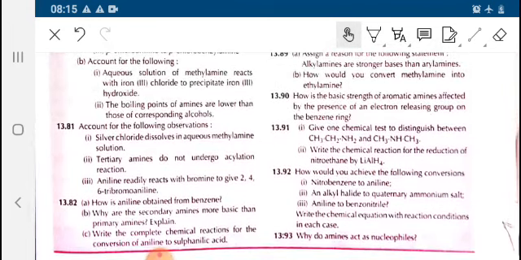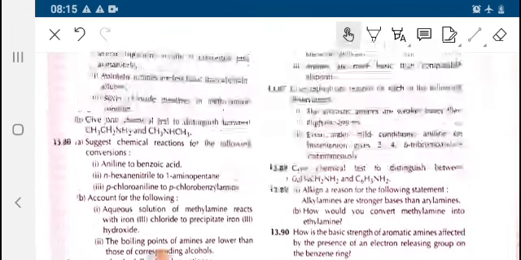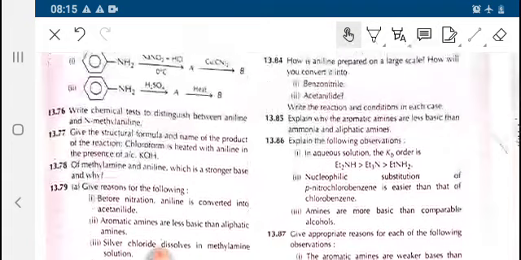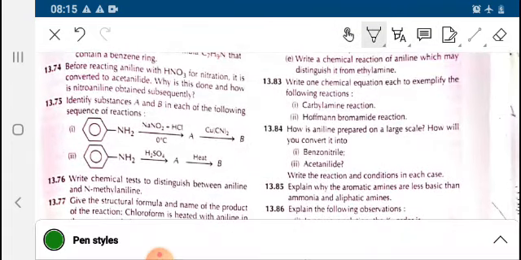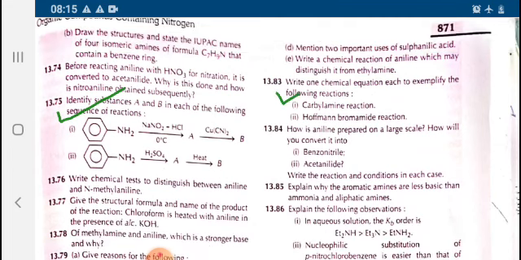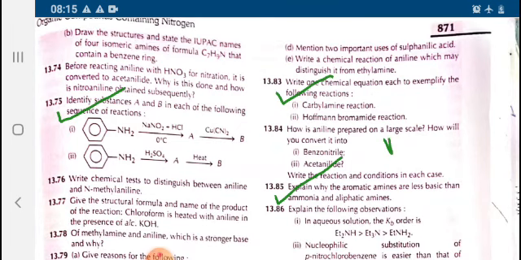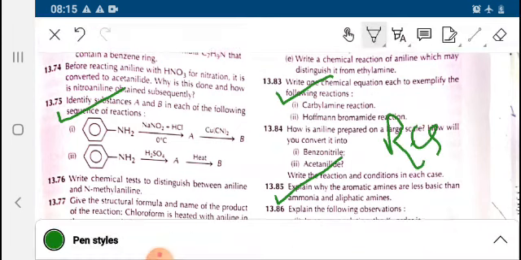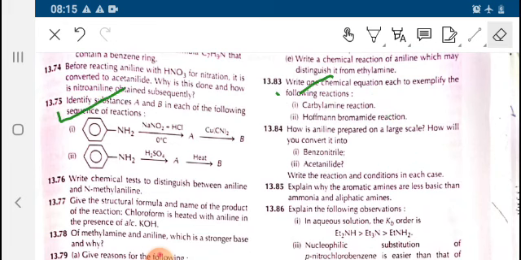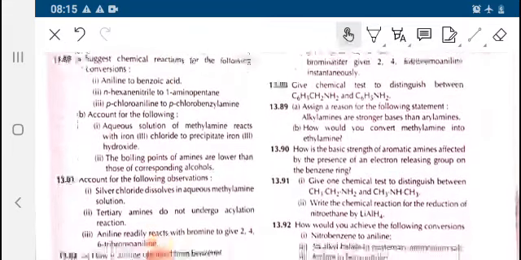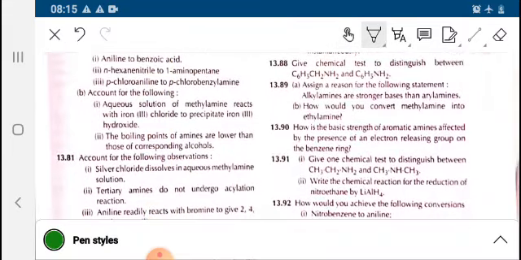In this part we're discussing some of the important questions which we need to understand. Suppose the reaction given is: identify the substances A and B. Important question: write one chemical equation each to exemplify the following reactions: carbylamine and Hofmann bromamide reaction. Why is aromatic amine less basic than ammonia? We all know that is just because of resonance. So these are the most important questions which we have to remember. And here one test is given, that is the Hinsberg test.